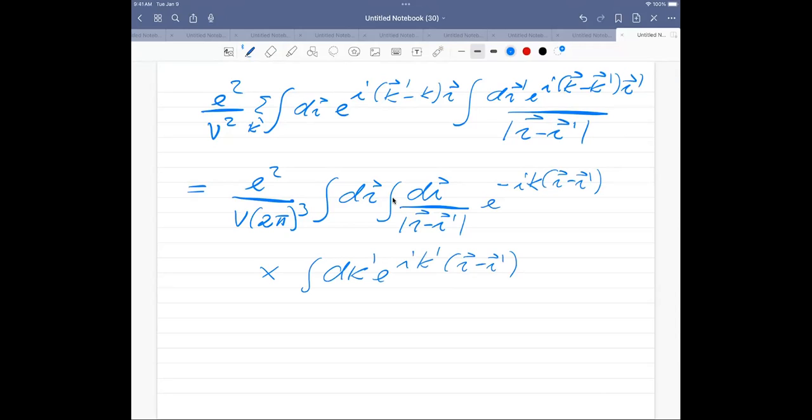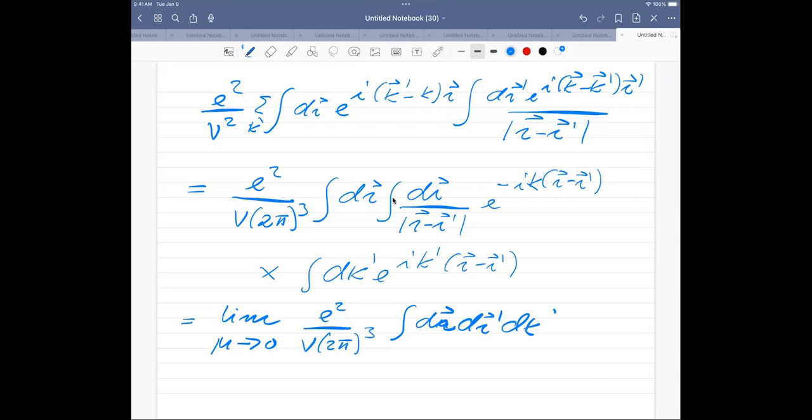And then I'm going to include this kind of convergence factor. So I'm going to replace this with the limit of mu goes to 0. And then I have e squared divided by V times 2 pi cubed. And then I have an integral over dr, and a dr prime, and then dk prime.